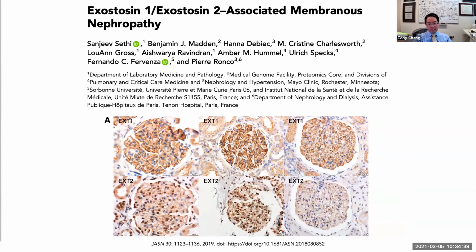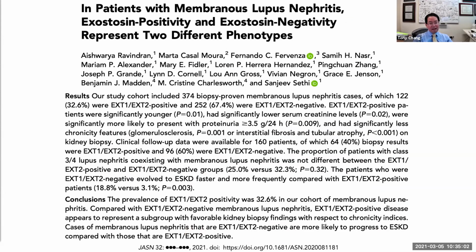And then, of course, our colleagues at the Mayo Clinic, Sanjeev Sethi in particular, are really advancing our knowledge regarding all the antigens that are involved in membranous nephropathy. They've recently discovered that exostosin 1 and exostosin 2 are involved in the autoimmune forms of membranous nephropathy. And even more recently, they described that patients with membranous lupus nephritis that were exostosin positive had less chronicity and potentially a better prognosis than those that were exostosin negative. So, stay tuned. We're certainly going to be learning a lot more about this.